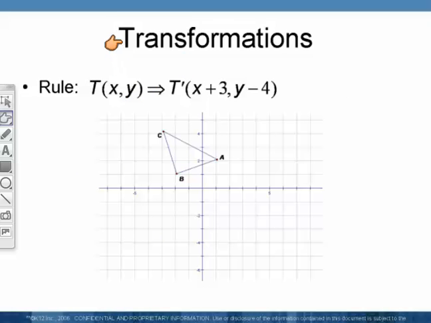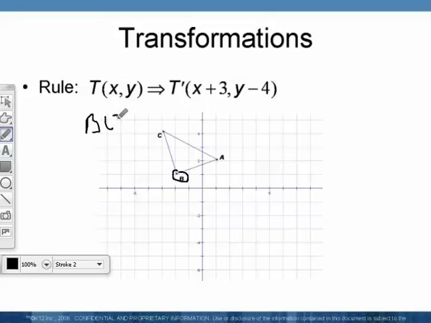Now, for a transformation, one of the things that we can do is give it a rule. What am I talking about, a rule? It is an algebraic rule that allows me to take any point that might be on the object. Like, for example, point B down here is at the location 2, 1. That's its location. No, Mr. Green, that's not right. It's negative 2, 1. Okay. So Mr. Green made an algebraic mistake there too. So it's at negative 2, 1.